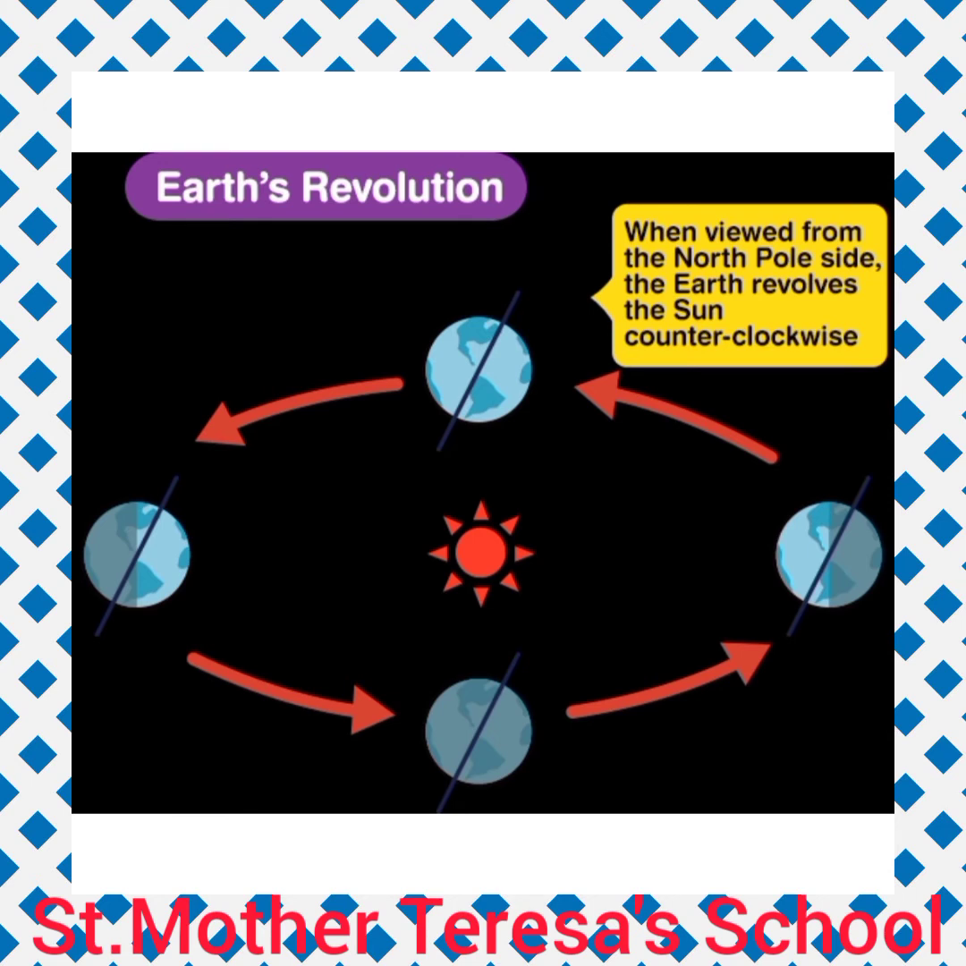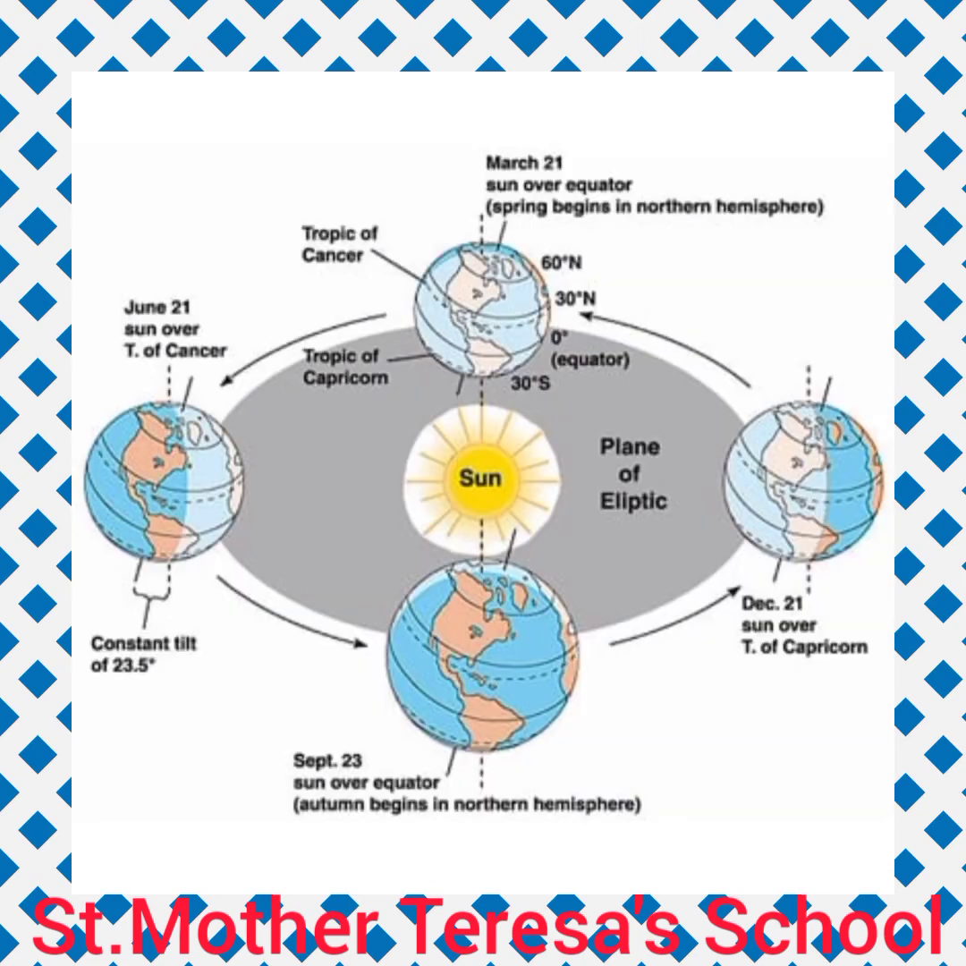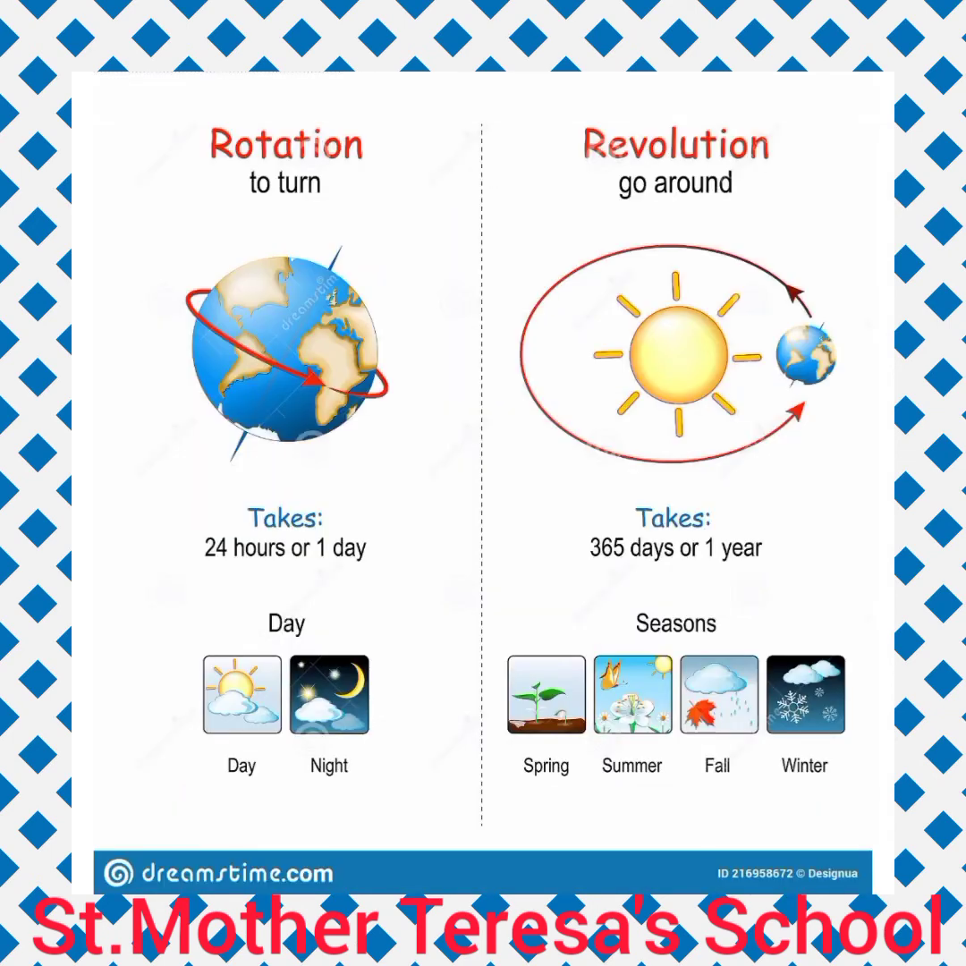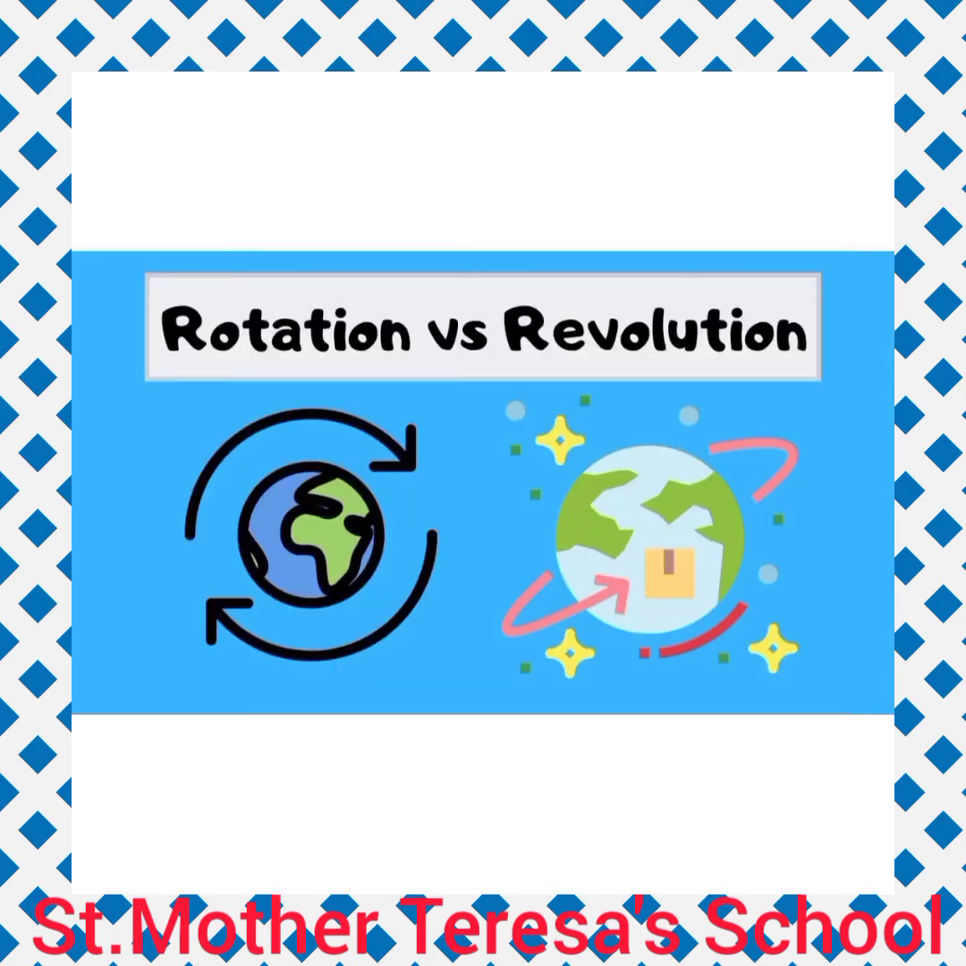What is revolution? Revolution is the movement of the earth around the sun along a fixed path called the orbit. It takes the earth about 365 days and 6 hours to complete one revolution. The 6 hours are added to the month of February every fourth year. This year is known as the leap year. The movement causes four main seasons on the earth: summer, winter, spring, and autumn. Rotation gives us day and night, but revolution gives us four seasons. What are they? Summer, winter, spring, and autumn.